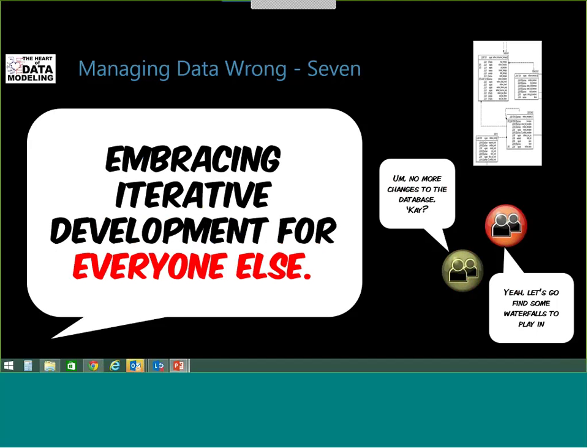One of the things we saw, I think, three times in the manifesto was about embracing change, even late in the project. Well, one of the things I've noticed is I get this request all the time: "No more changes to the database, okay?" And I say, yeah, let me go find some waterfalls to play in, because I get this all the time.